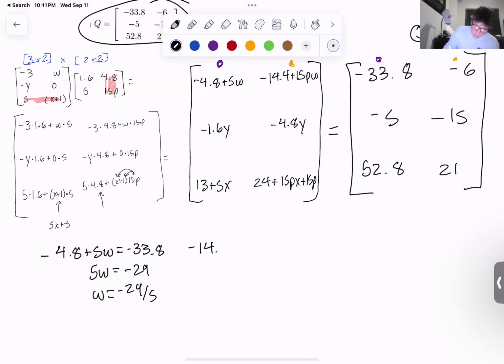Okay, negative 14.4. Does someone have a question? All right, negative 14.4 plus 15pw equals negative 6.